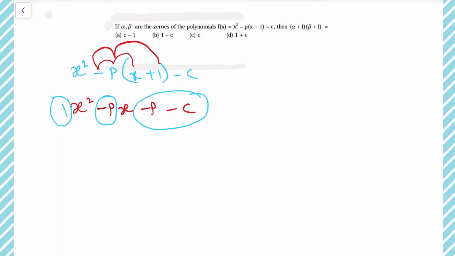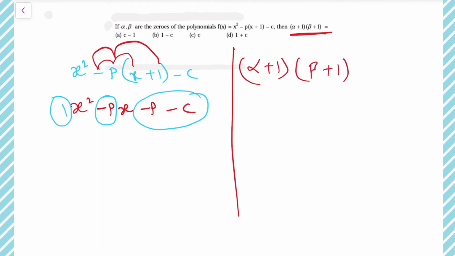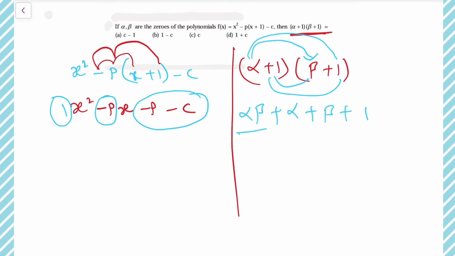Right, now he is asking us to find the value of alpha plus 1 into beta plus 1. If we simplify this first: alpha into beta, alpha beta, plus alpha into 1, alpha, plus 1 into beta, beta, plus 1 into 1, 1. Now alpha into beta is constant by x square coefficient, plus alpha plus beta is minus b by a, plus 1 as usual. These are just formulas only.